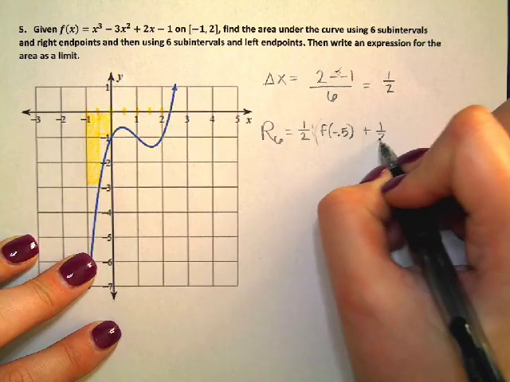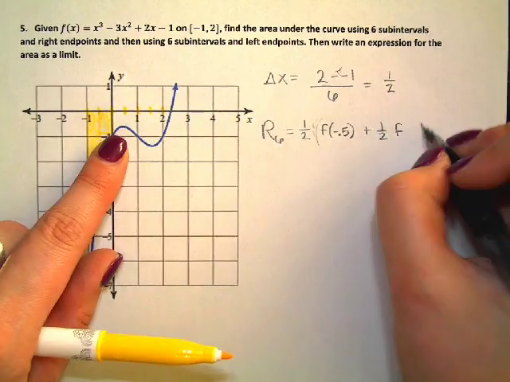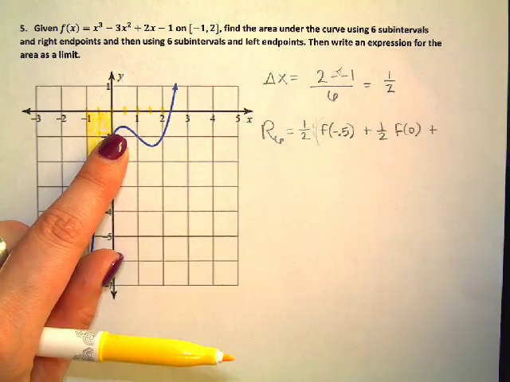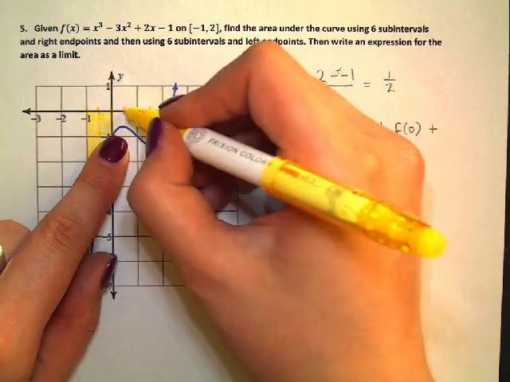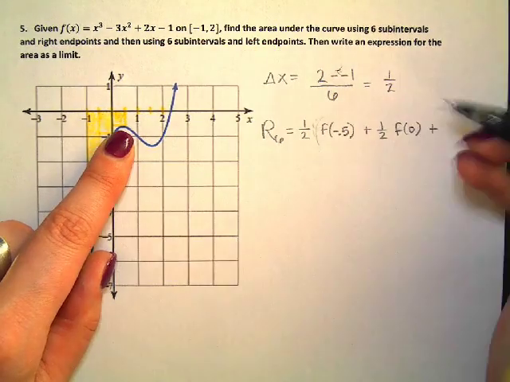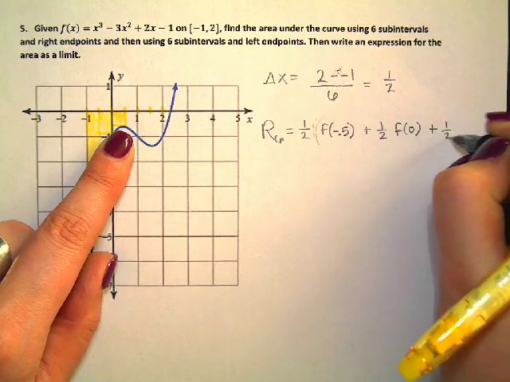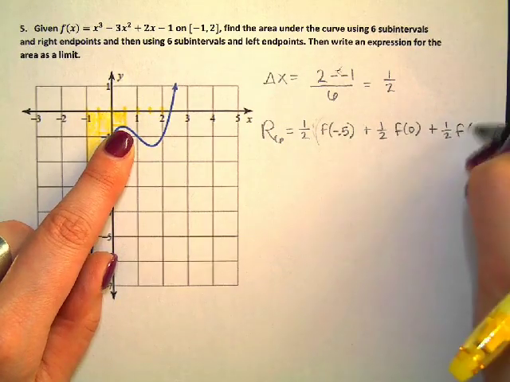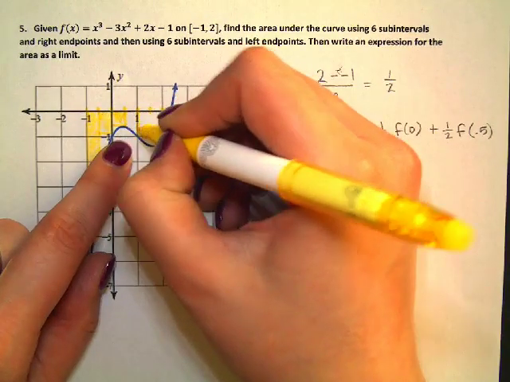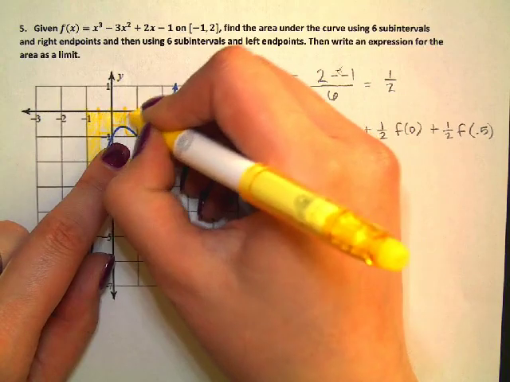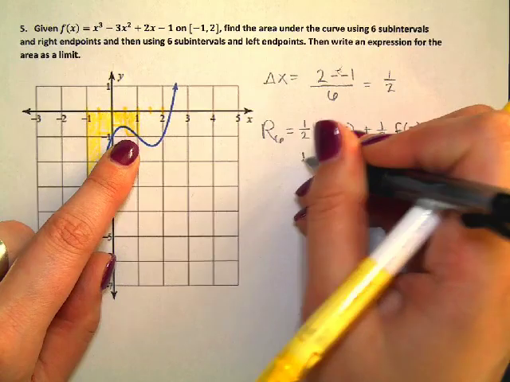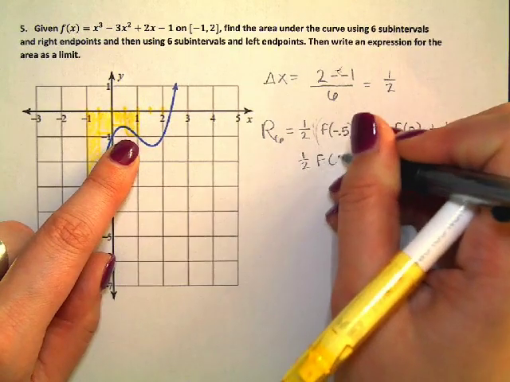My second is 1/2 times f of 0, right? Okay. My third rectangle would be a width of 1/2 times a height of f of 0.5. Then my fourth would have a width of 1/2 and a height of f of 1.